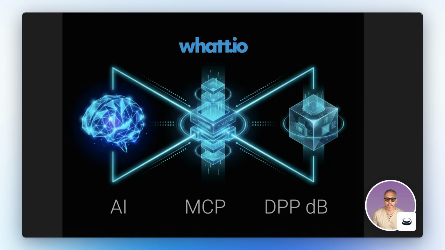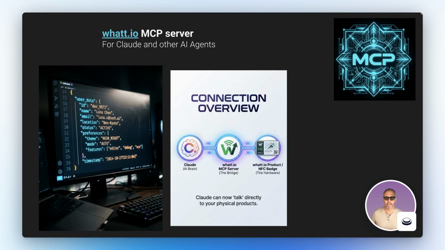So what is an MCP? An MCP is basically the bridge between agentic AI and AI LLMs like typically ChatGPT, Claude, and Gemini. It builds this bridge between the API and the database for it to interact very easily. So if you look at the connection overview, you can have Claude, the AI brain, to the left, doing requests and questions that go through the MCP server and actually fetch and change and modify the whatt.io DPP database.